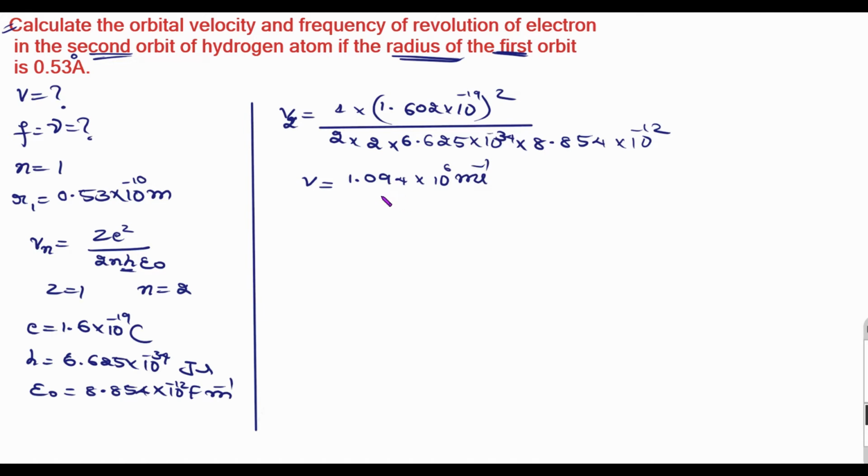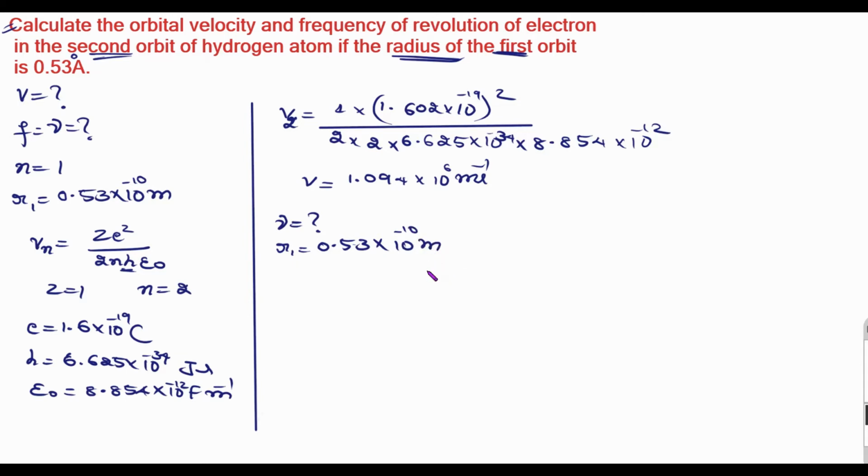Okay, so this is the answer for the velocity. All right, orbital velocity in the second orbit we have got. Just remember the formula and substitute the values in it. The value of n is 2. Next one, they are asking us to calculate the frequency, and the radius of the first orbit is given as 0.53 into 10 to the power of minus 10 meter.